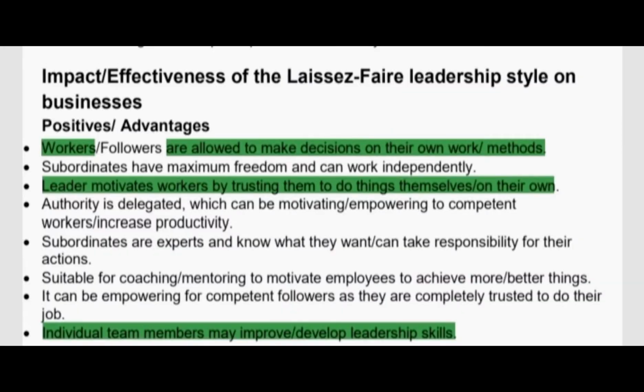Then we move to the second bullet point on the positive impact of free rein. The leader motivates workers by trusting them to do things themselves on their own. I guess you understand. Then we go to the negative impact of free rein.